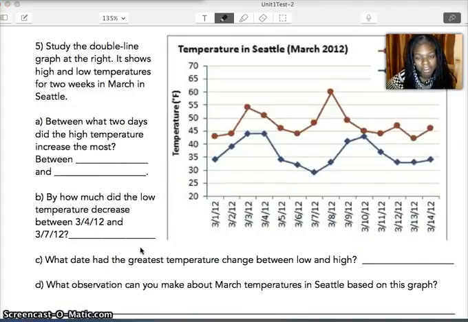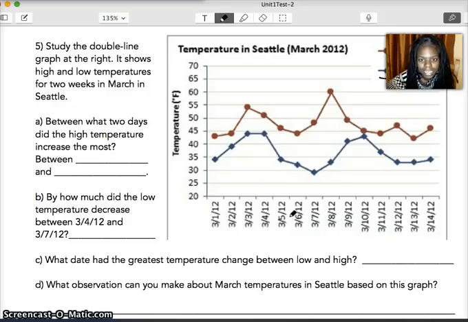Whenever we encounter a line graph, the first thing you want to do is really just get a lay of the land. Look at the information that's given. Here, you guys can see it a little bit more clearly on mine because it's in color. But if you notice, the lines with circles refer to a high temperature. The lines with diamonds or boxes refer to the low temperature. We're talking about the temperature of Seattle in March.